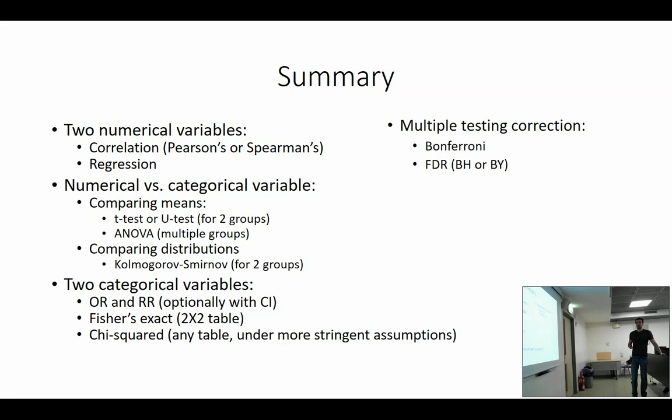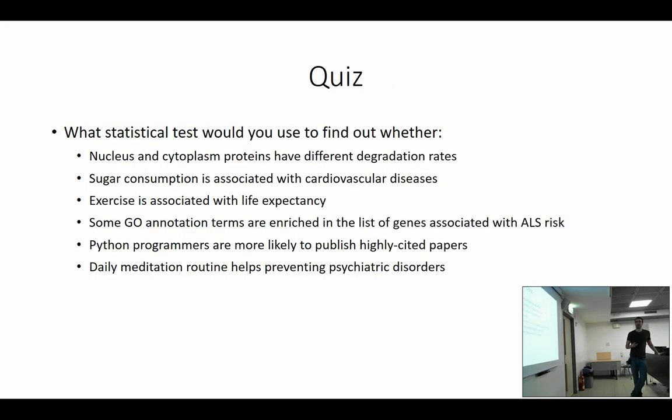Now let's try to take all of that and see if we can actually apply it in context and see what kind of test we can use. So feel free to join, and let's see what you think about these cases. So let's say that we want to test whether nucleus and cytoplasm proteins have different degradation rates. What does it seem to you like?